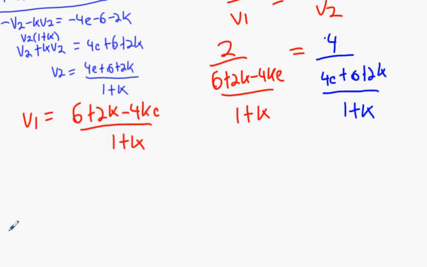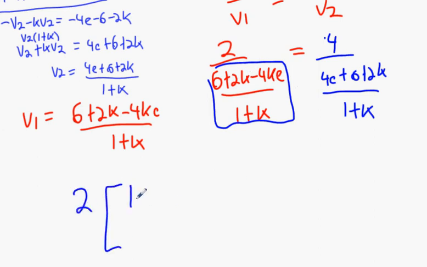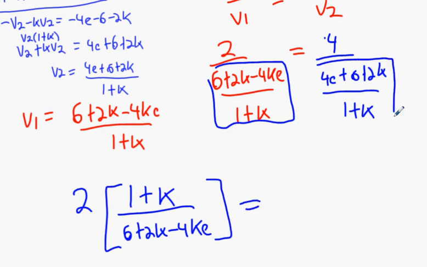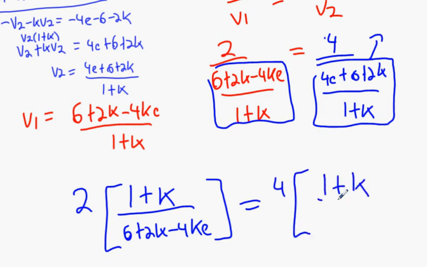What can we do with the fractions on the bottom, guys? What can we do with this here? Bring it up and turn it upside down, right? So turn it upside down: 6 plus 2k minus 4ke. And then the other one, bring that up to the top and turn it upside down: 4 times 1 plus k into 4e plus 6 plus 2k. Now guys, what can we cancel?